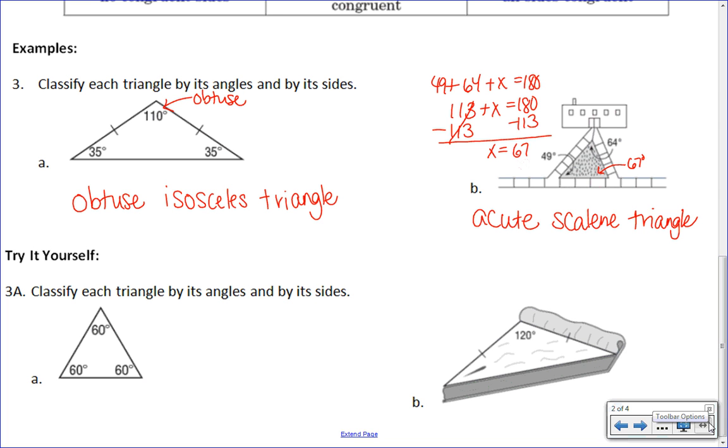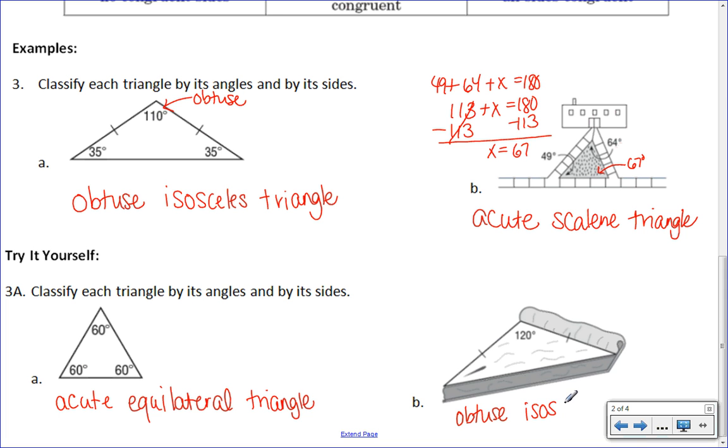So go ahead and work through try it yourself number 3, classify each triangle by its angles and by its sides. When you're ready to check your answers, press play. This first one is an acute equilateral triangle. And this one is an obtuse isosceles triangle.